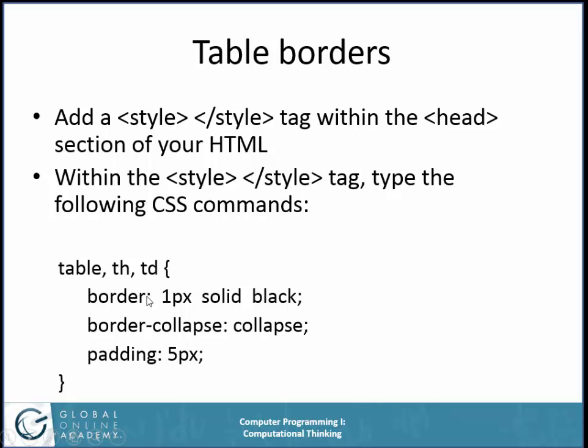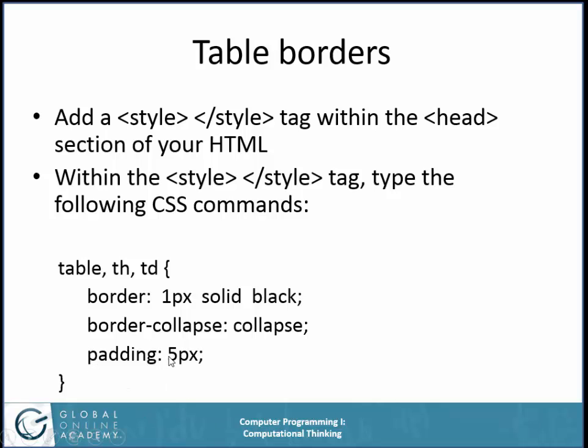The border says, put a border that's 1 pixel wide. You could make this 2 pixels or 5 pixels or 12 pixels if you wanted real fat lines. Make it a solid line and make it the color black. You could change this word black to red or green or blue or something like that if you wanted. Border collapse, we're going to see what happens if you put this in and if you don't. It's up to you which style of drawing borders you like. You'll understand it better when we see an example.